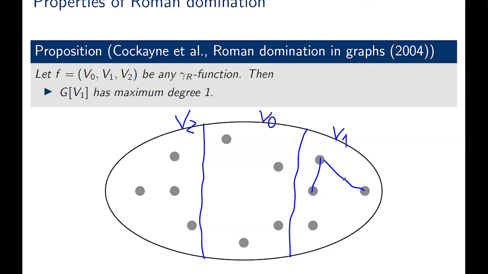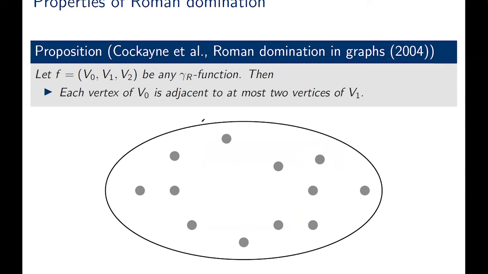Instead of putting at least 3 ones, we can put just 2 soldiers, 2 troops of soldiers here, and no troops here, and no troops there. And now we decreased from at least 3 to 2. So we again found a Roman dominating function with smaller weight, meaning that the first one was not the best one. Okay, it was not the Roman dominating function with weight of gamma R.